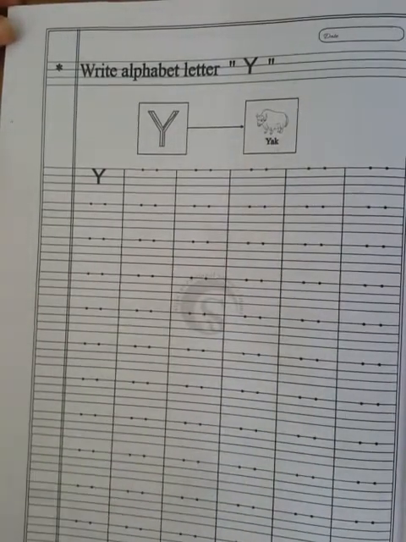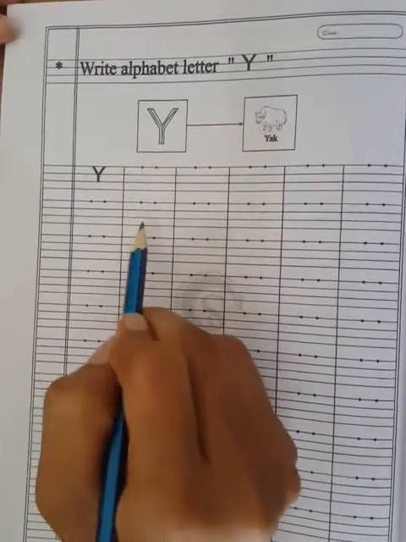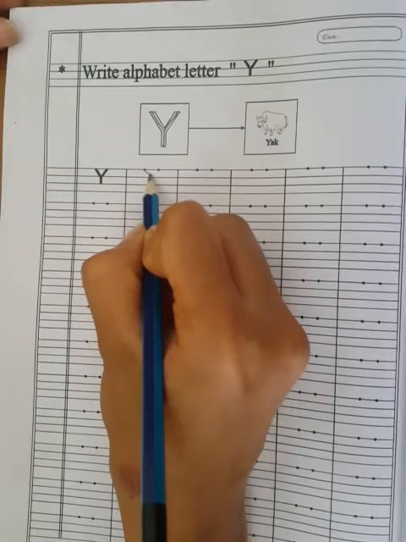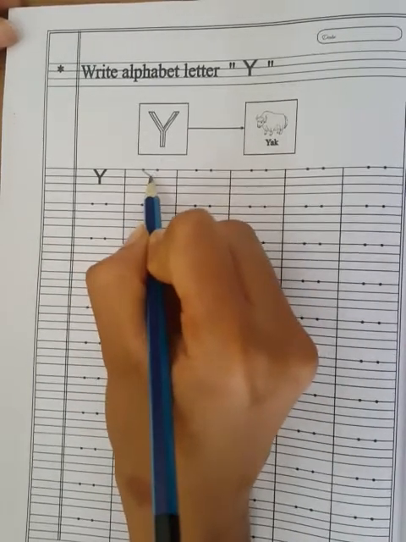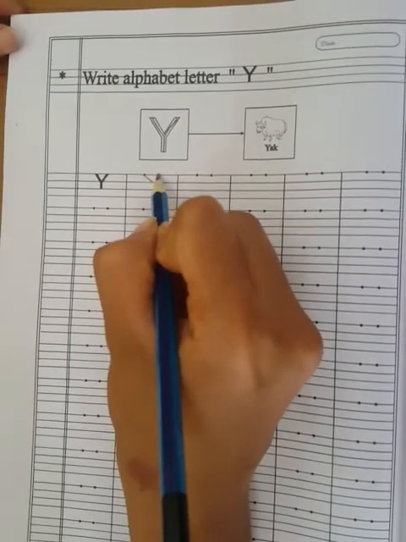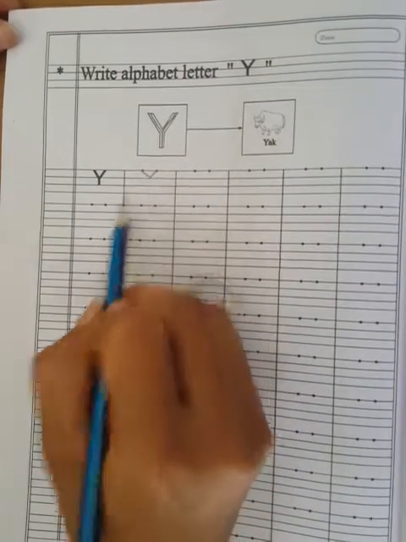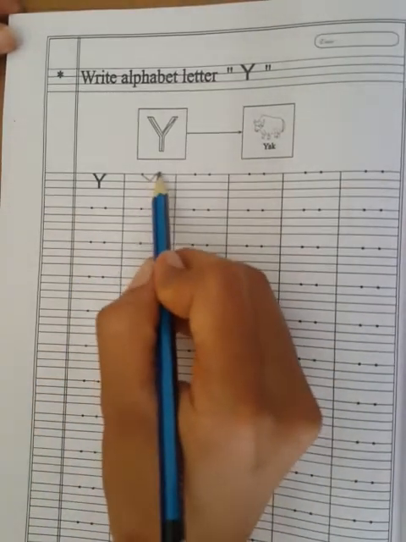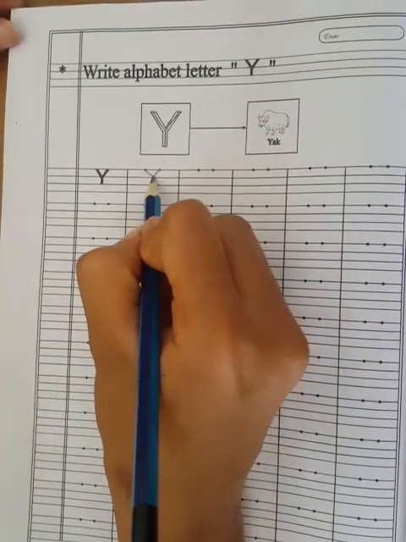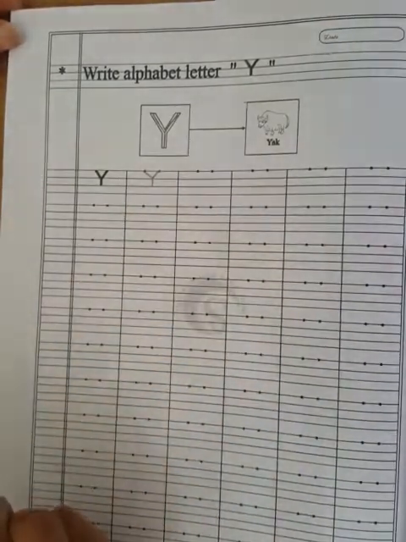Let's see children how to write capital letter Y. Here two dots are given on the first line only. So first you have to draw one small slanting line from the first dot to the second line. And from the second dot you have to draw a second slanting line. See children, it's like a capital letter V, right? But it's a small v, first line to second line only. And from here, in between, you have to draw a small standing line to the third line.